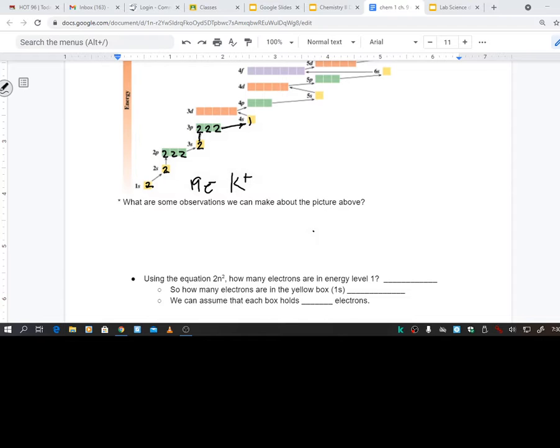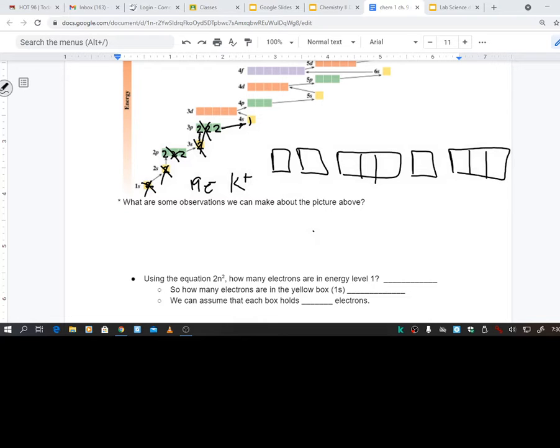So when I draw this all out, I'm drawing this one first, and then I'm going to draw this one. Then I'm going to draw this set. Then I'm going to draw that single box. Then I'm going to draw that set. And then I'm going to draw the 4s.